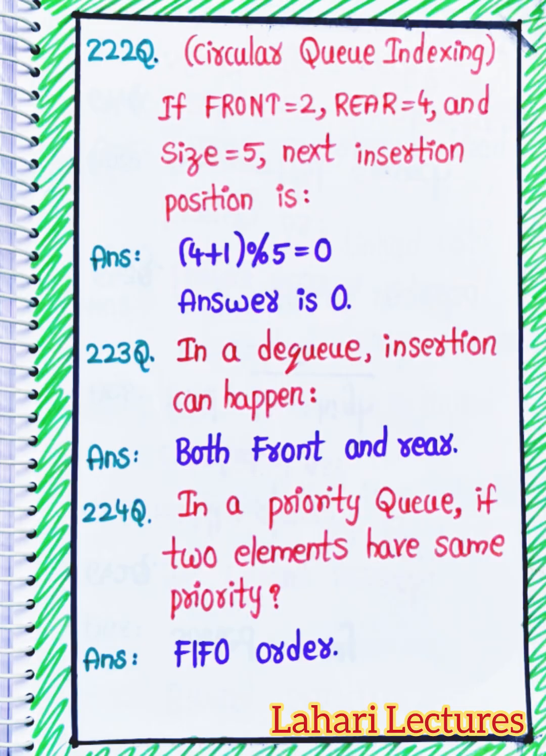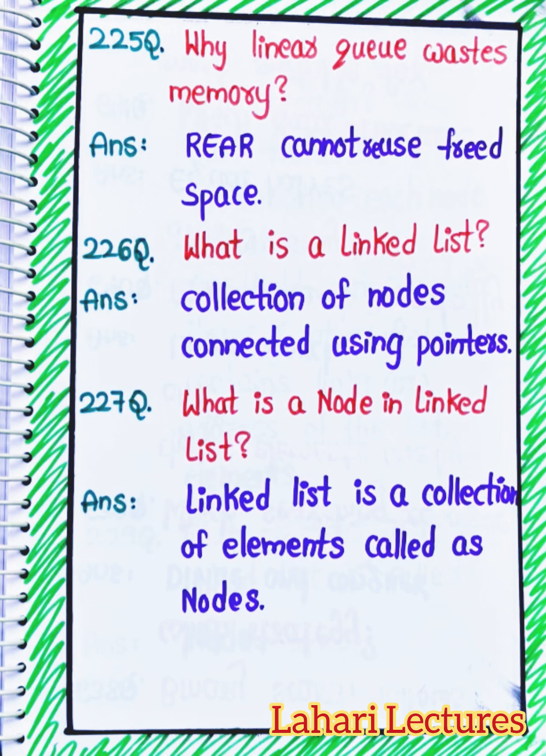Next question, in a priority queue, if two elements have same priority, FIFO order. Next question, why linear queue wastes memory? Rear cannot reuse freed space. Next question, what is a linked list? Collection of nodes connected using pointers.